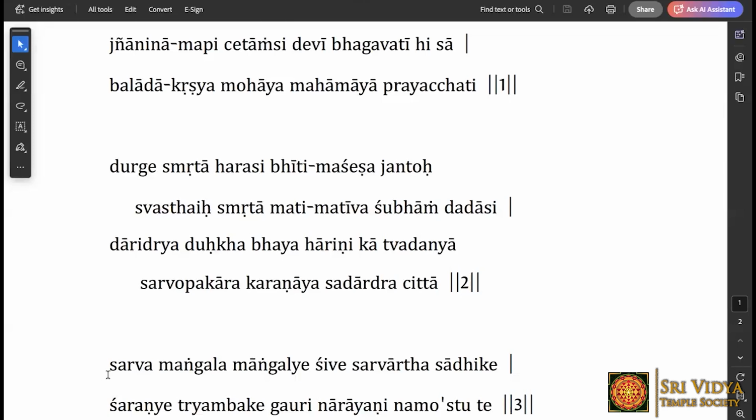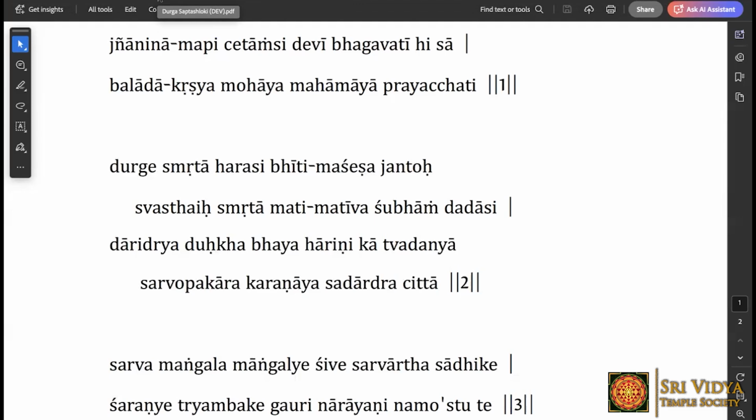Good. So the first time there was a little mistake that came in, so let's just take a look at the word sarvopakara. So first we have kara, sarva upakara, and then we have a regular ka, karanaya. So kara karanaya, kara karanaya. Okay. Sorry.